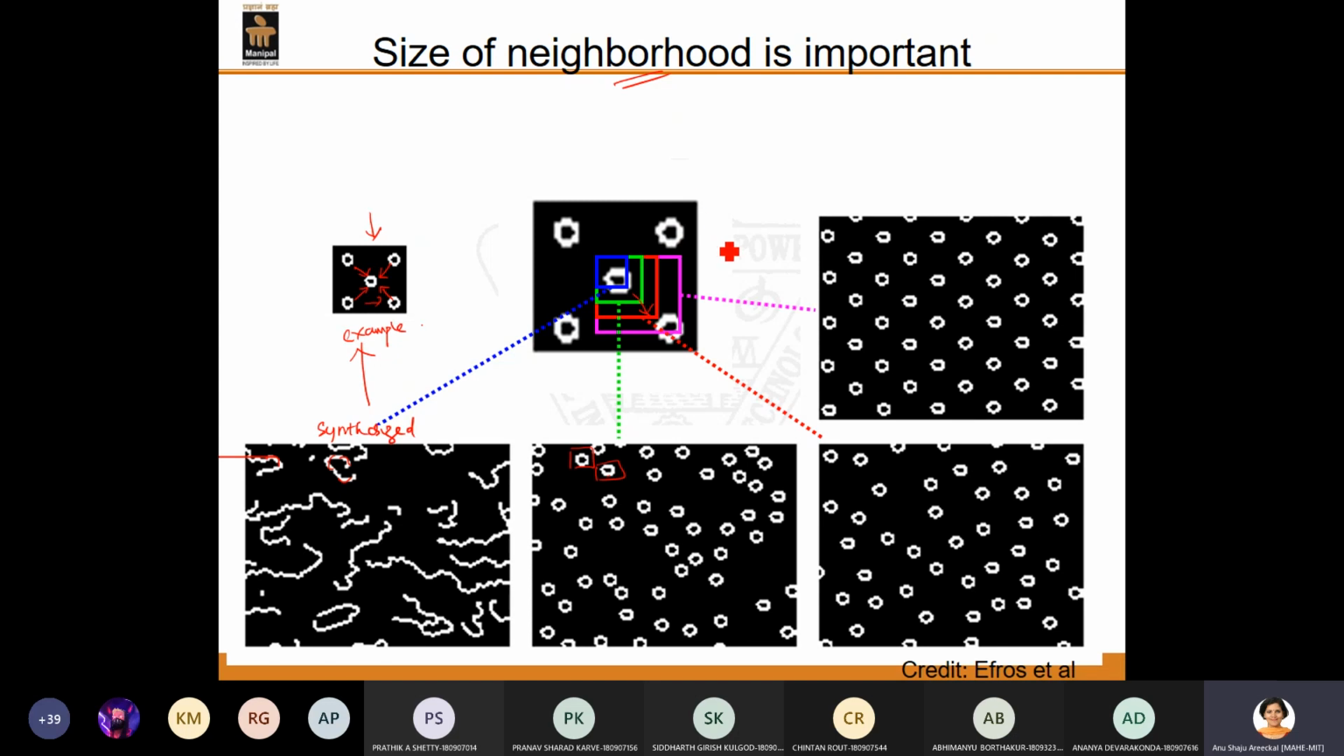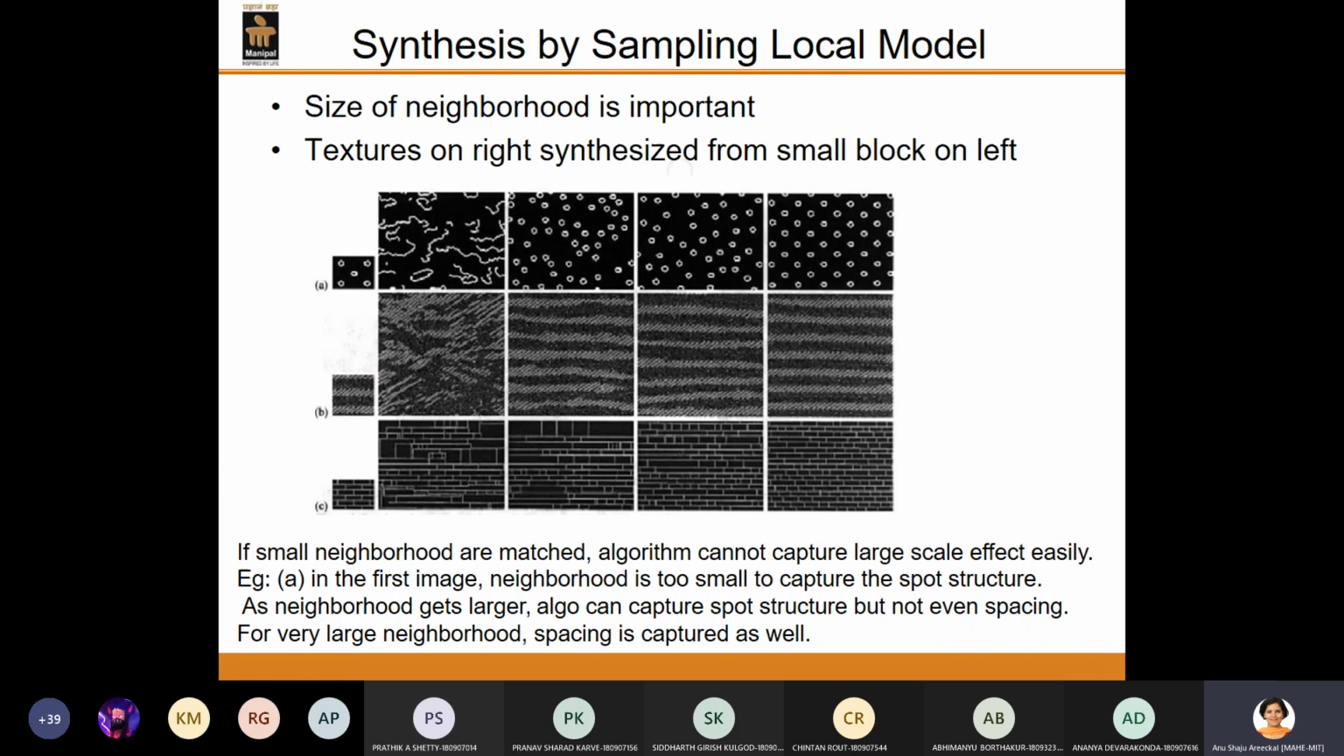So the main idea here is that the size of the neighborhood you are considering is also important. Given a particular image, if it has certain distance information or a distance pattern, and it's not just the shape, then you need to decide on a size for the neighborhood which would ensure that this distance information is also captured or represented by the neighborhood along with the shape of the object. So this is just an example that shows how it's important.